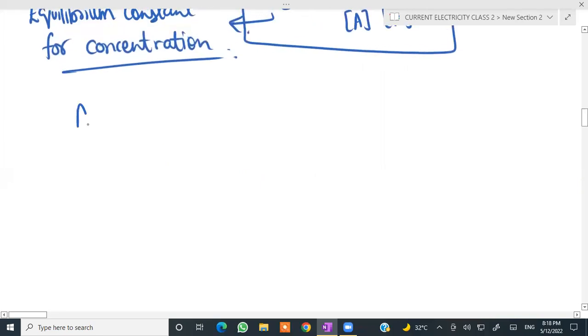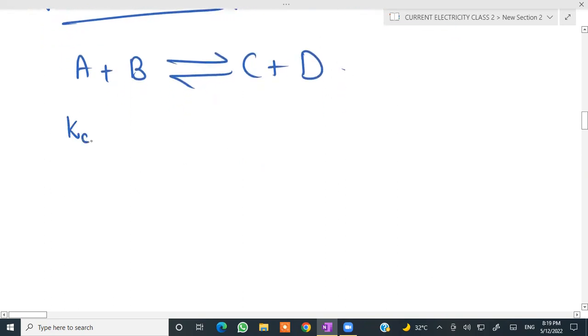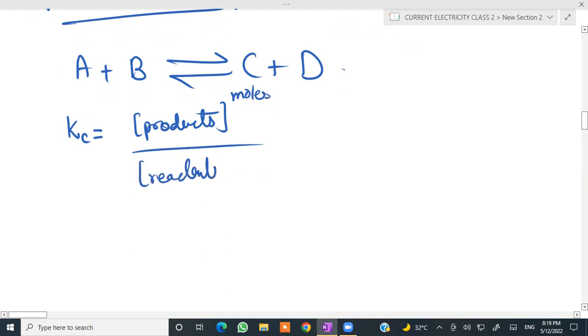Basically, if you have two reactants, A combining with B, giving you two products C and D, and I ask you to give me the expression for Kc for this reaction, Kc is going to be the concentration of the products to the power of their moles divided by the concentration of reactants to the power of their moles. Now, let's say the moles are a, b, c, and d. These are the coefficients in this equation over here. Coefficients are actually the moles as well, right?